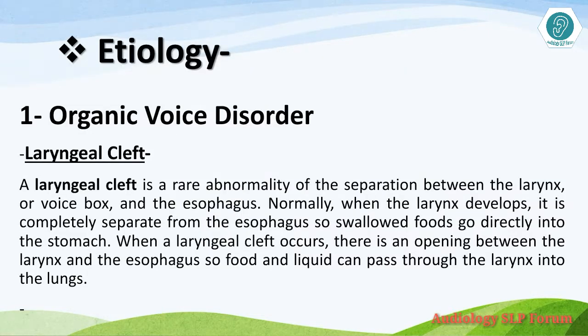So, first is etiology. In this section, first is organic voice disorder, laryngeal cleft. A laryngeal cleft is a rare abnormality of the separation between the larynx or voice box and the esophagus. Normally, when the larynx develops, it is completely separate from the esophagus, so swallowed food goes directly into the stomach. When a laryngeal cleft occurs, there is an opening between the larynx and the esophagus, so food and liquid can pass through the larynx into the lungs.